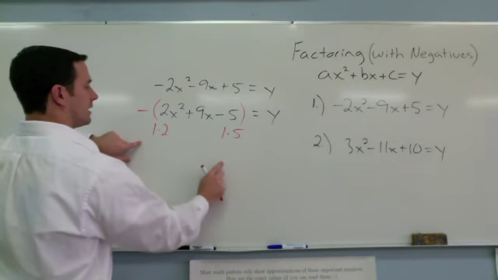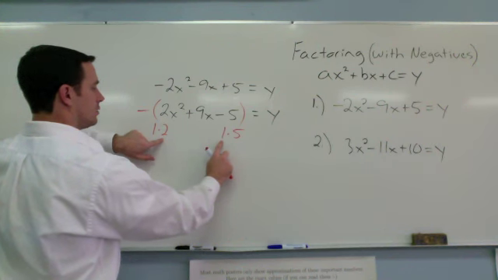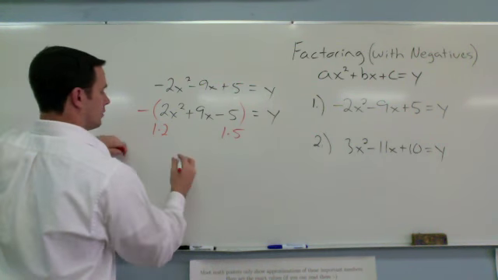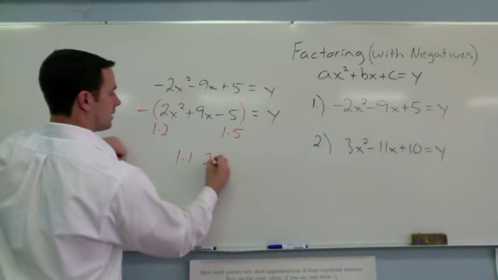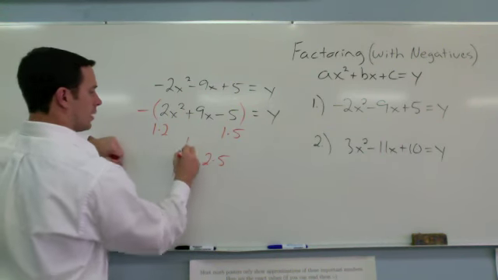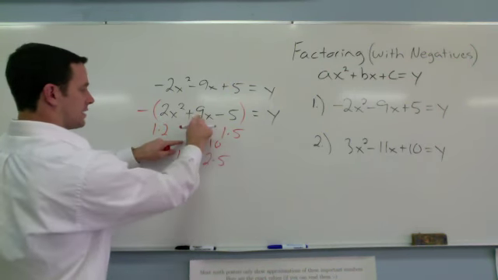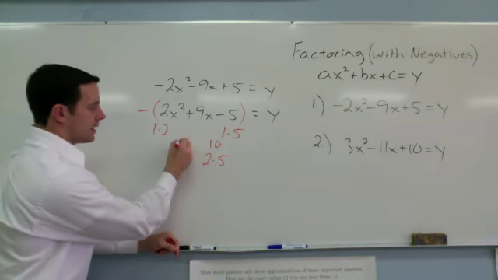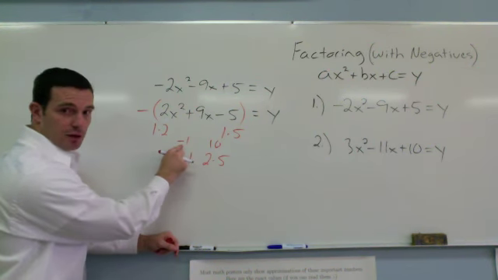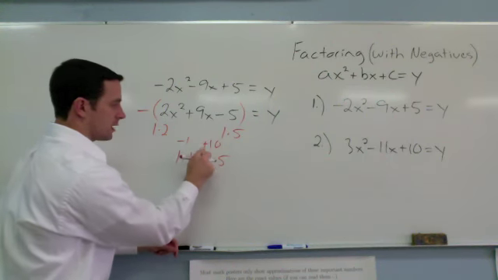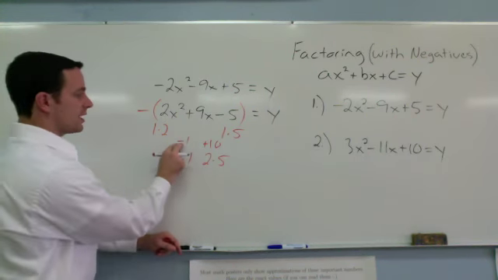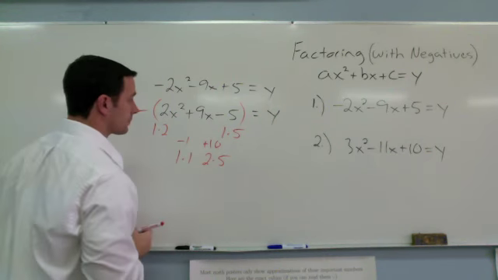Right now I'm thinking if I did 1 times 1 and 2 times 5. 1 times 1 is 1. 2 times 5 is 10. In order for these to give me a positive 9, I would have to have a negative 1, write the negative right next to it, and a positive 10, write the positive next to it. So you can see where does the negative go, where does the positive go.